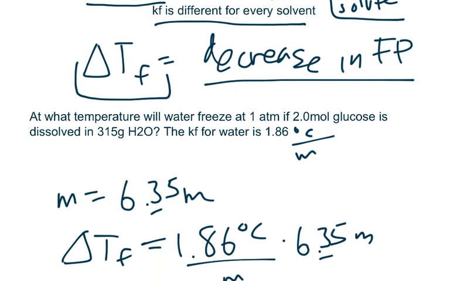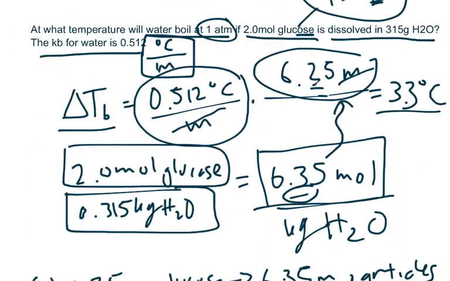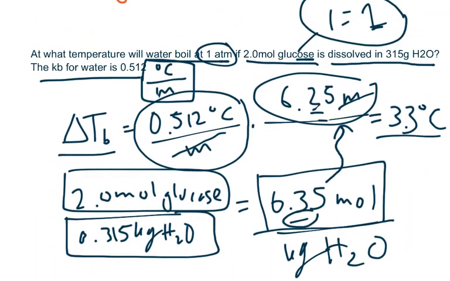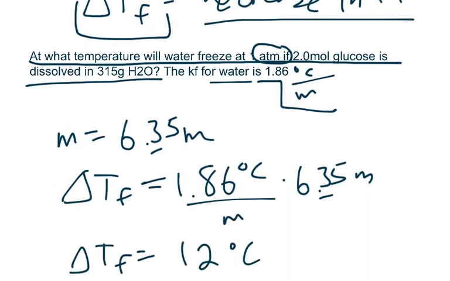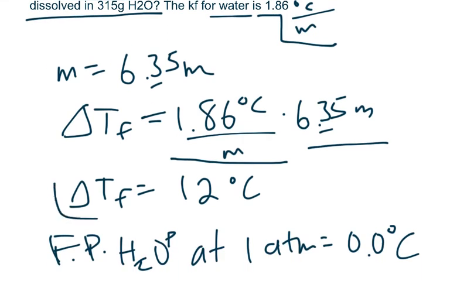It is the same exact question, but it's asking for the change in freezing point instead. So, at what temperature will water freeze at 1 atm, or normal conditions, if 2.0 moles of glucose is dissolved in 315 grams of water? The Kf for water is 1.86 degrees Celsius per molality. So, in the previous slide, we found that the molality of the solution was 6.35 with 2 sig figs. And therefore, you just simply do the math and multiply the constant by the molality of the particles. And we get that the change in freezing point is going to be 12 degrees Celsius.